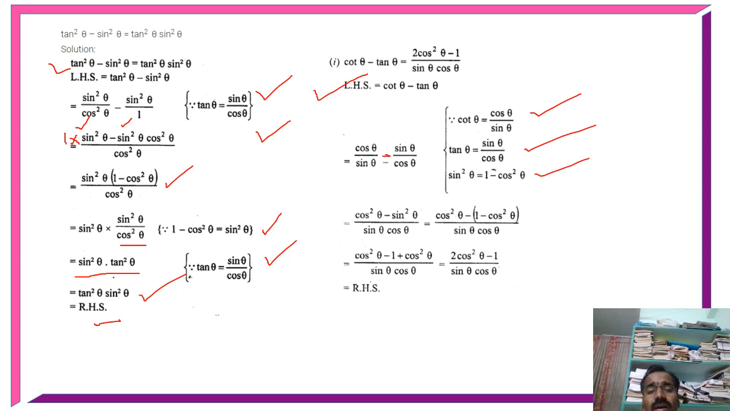Cos theta into cos theta, cos square theta, minus sin theta into sin theta, sin square theta. Cos square theta minus, change everything in terms of cos to get the result. So we can write cos square theta minus, instead of sin square theta, we can write 1 minus cos square theta from the first identity, by sin theta cos theta. Then cos square theta minus 1 plus cos square theta. Then we have cos square theta plus cos square theta, 2 cos square theta minus 1 by sin theta cos theta. What do we need here? RHS. We took LHS, we proved RHS, hence proved. Let us go with the next slide, students.